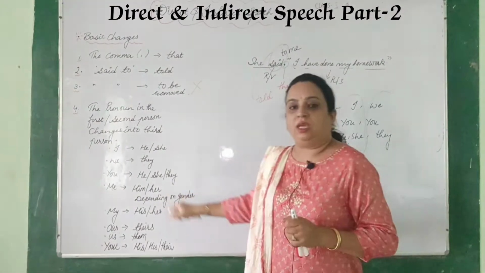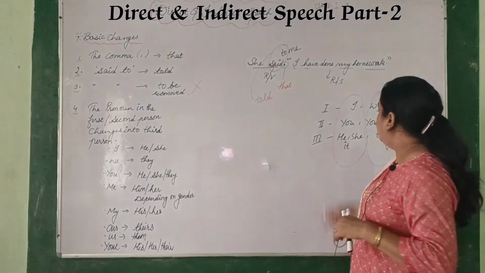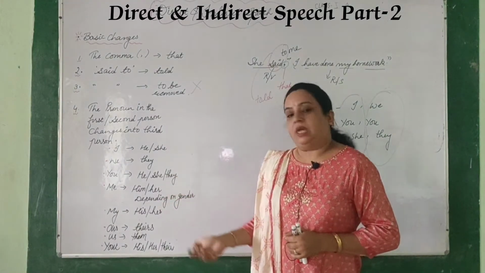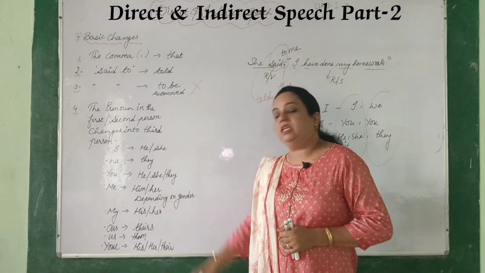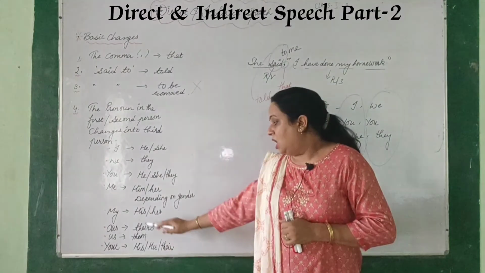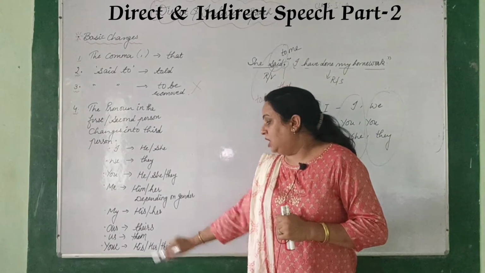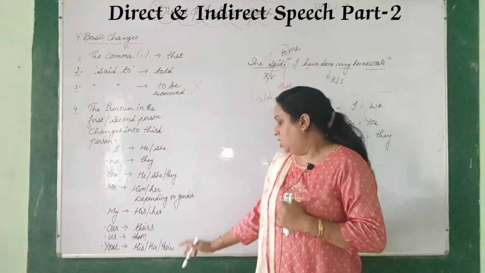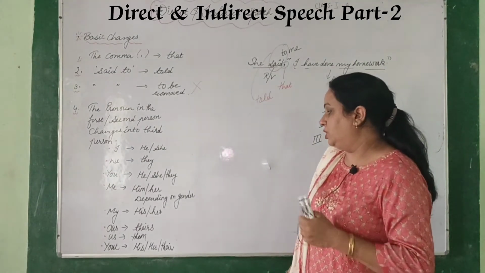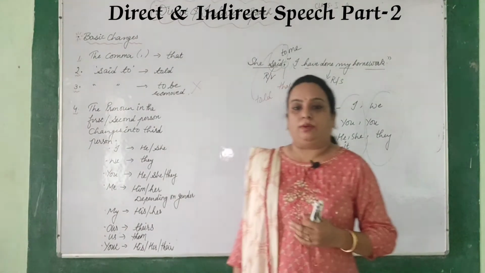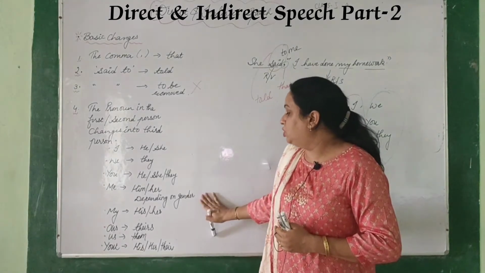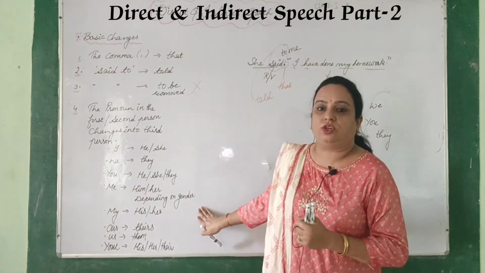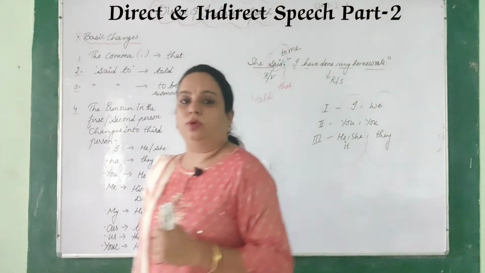And the next one is me. If me is given, I will use him or her, depending on the gender. My is used with his or her, our is used with theirs, us is used with them, and your is changed with his, her or their, according to the situation. So this we have to take care of. Clear? These are the basic rules which we have to understand and note down. So please quickly take a screenshot of this and note it down in your notebook.